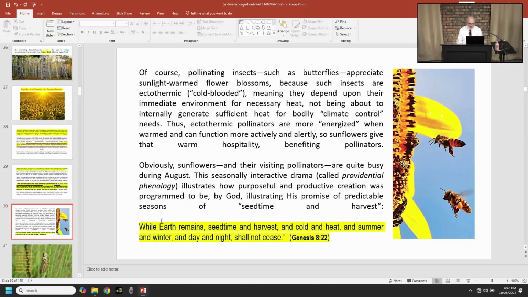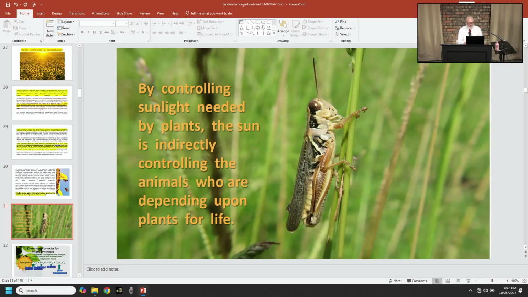And we see in Genesis 8:22 that God made a promise after the flood: while earth remains, seed time and harvest, and cold and heat, and summer and winter, and day and night shall not cease. There will be dependable cycles in the year as well as in the daily cycle, and God has instituted that and controls it. So that's part of how the sun is not only serving the created things on earth, but also is ruling the created things on earth by imposing conditions of warmth and light that we must live with, whether we like it or not.